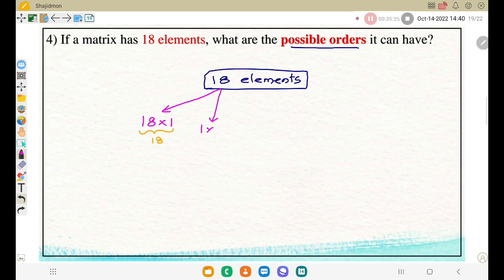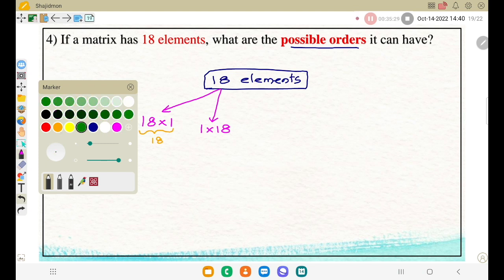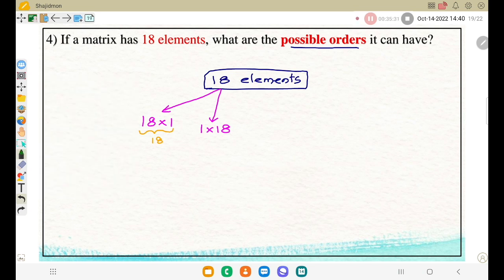That means a 1 by 18 matrix can also be calculated. 1 by 18 is also possible because it also multiplies to 18. So these two are different, because here it is 18 rows and 1 column, but here it is 1 row and 18 columns. Okay, different order. Now what is the next order?